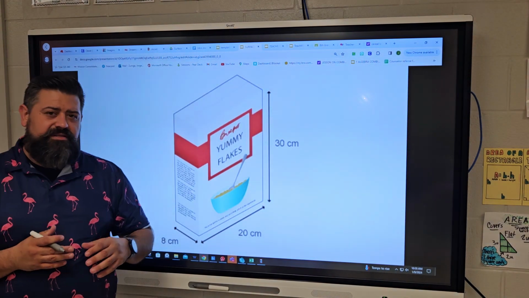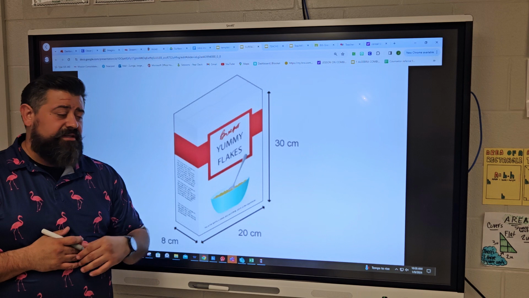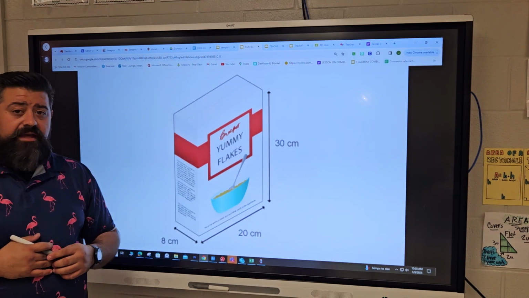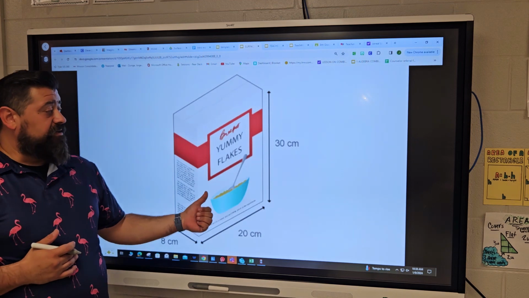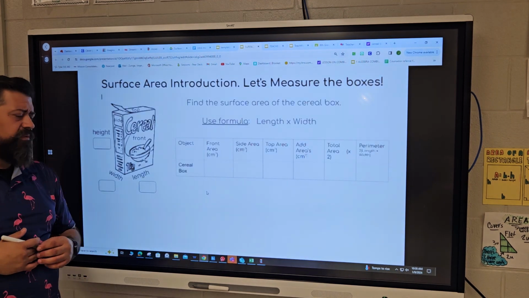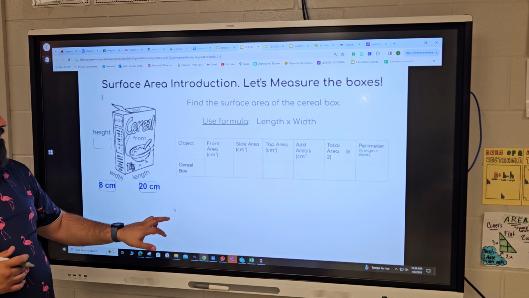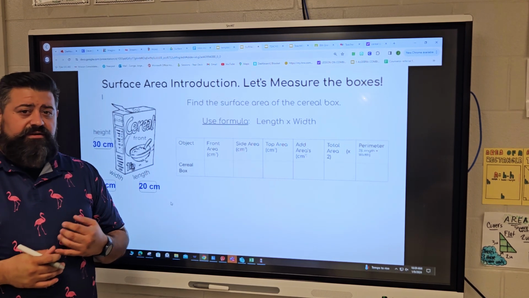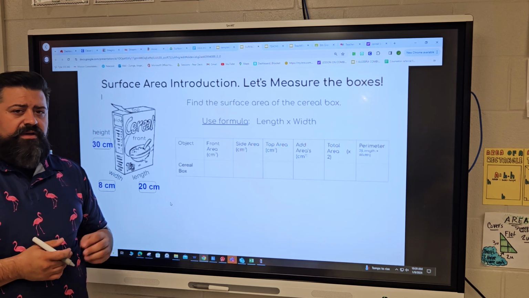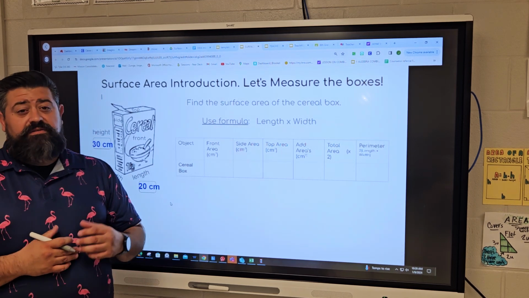Here's the cereal box that we got. We have the height of 30 centimeters, a length of 20 centimeters, and a width of 8 centimeters. So we want to go ahead and label these. Go ahead and do that. Now you should have different colored pencils or highlighters. Go ahead and use a color for each of the faces.